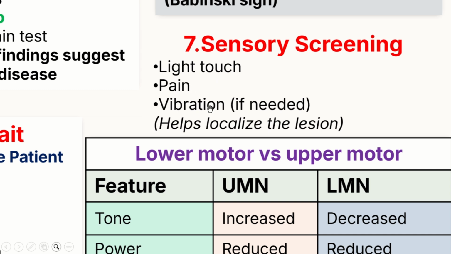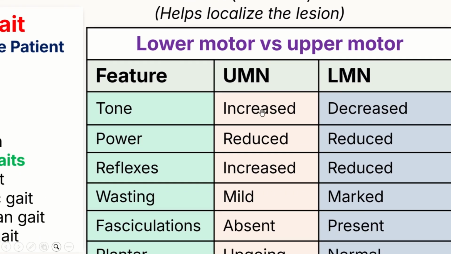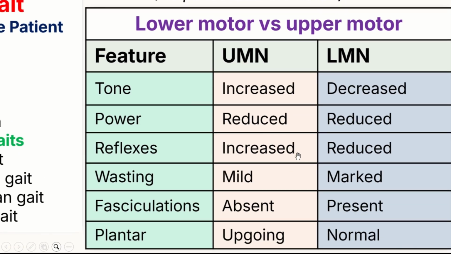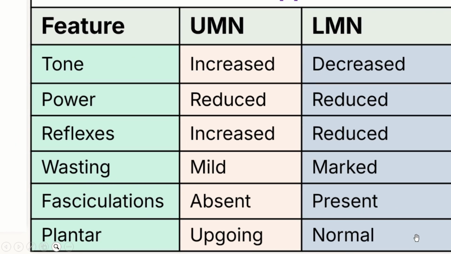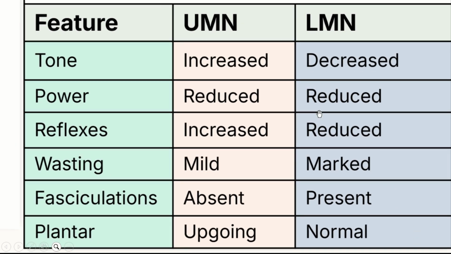Now, if you do not know how to localize spinal cord lesions, I made a video about that in my internal medicine and general surgery playlist. You can check that out. Then you have the lower motor and the upper motor neuron differences at last. We want to know this because most of the time, the patients you're going to examine will have one of these. Maybe they are stroke patients, maybe they have something else.